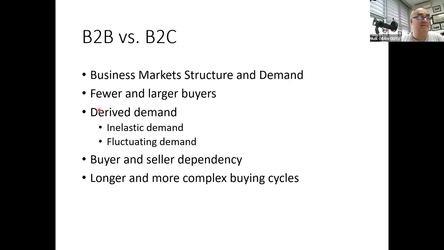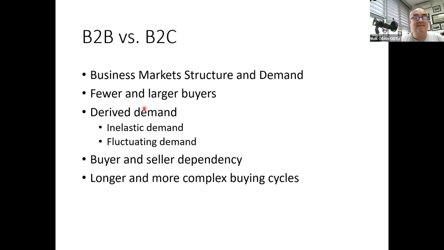What are the prices? Typically, in a B2B market, you will have fewer and larger buyers compared to the consumer market. So keep in mind, there might only be 100 customers in this market, but each of them might be buying 1 million units each year. So selling to fewer people, but if you capture just one or two customers, that might make a huge difference in your sales revenue and in your profits. So be aware of this.